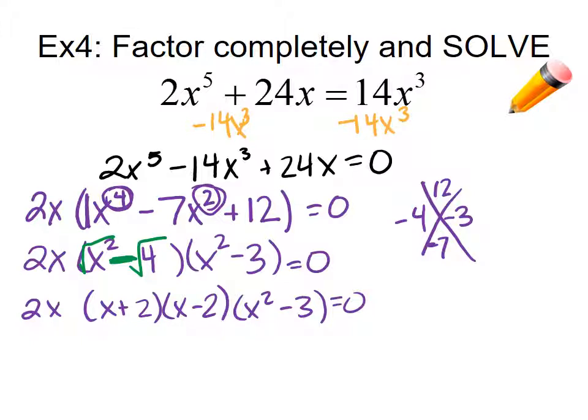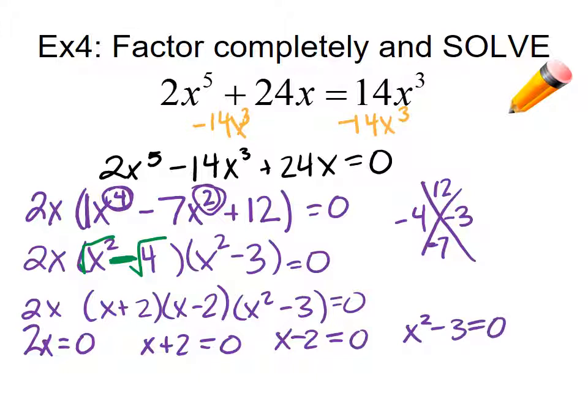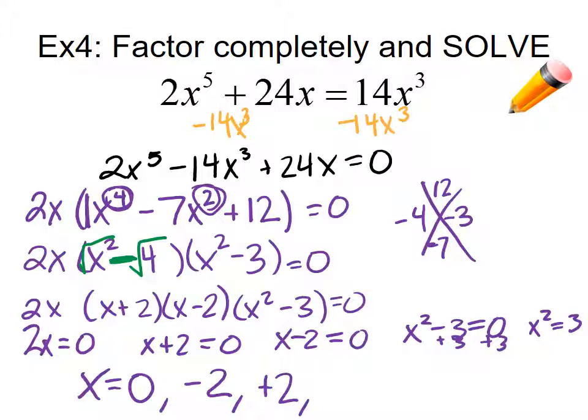But now I need to solve. Set each factor equal to 0. Now the first few are pretty straightforward. We're going to end up with x equals 0, negative 2, positive 2. But then here I got to do a little bit of work. If I add 3 to the other side, I end up with x squared equals 3. What's the opposite of squaring again? You got it, square root. So to get x by itself, I end up with positive and negative square root of 3. Don't forget your plus or minus when you square root both sides.